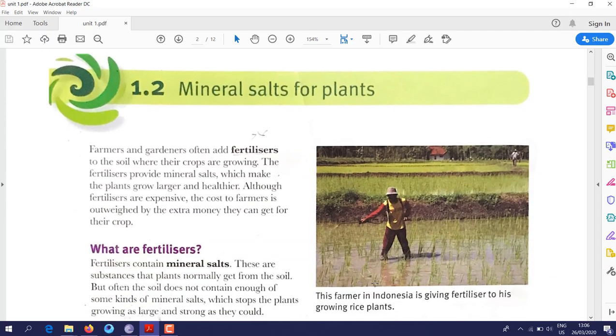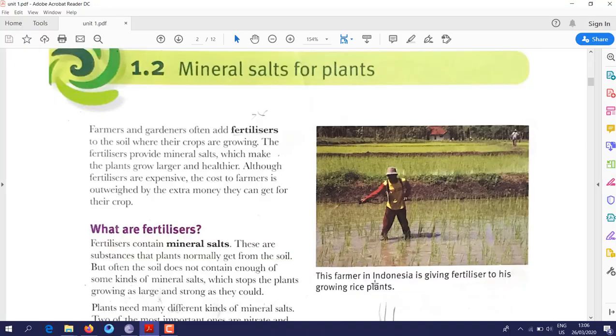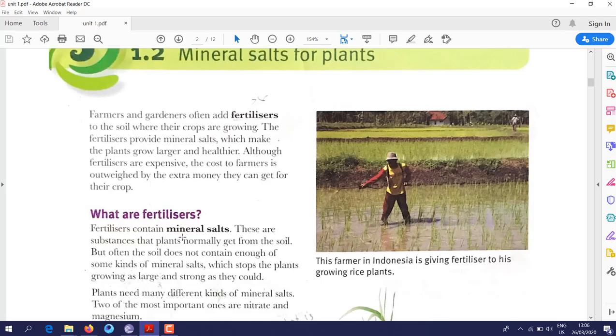1.2 Mineral salts for plants. As we know, to grow, plants need food, water, and carbon dioxide. But in addition to the water and carbon dioxide, plant cells still need some substances. These substances we call mineral salts, or another name for them is fertilizers.